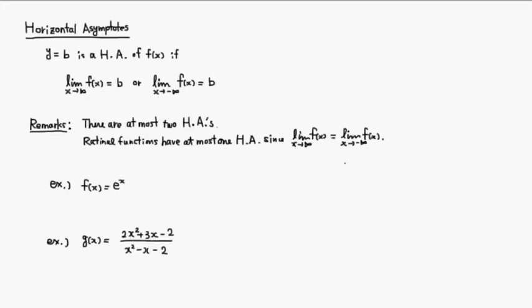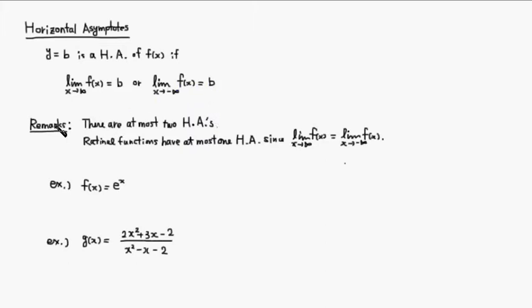Okay, let's look at the horizontal asymptotes. All right, here's the definition. y equals b is called a horizontal asymptote of f of x if the limit as x approaches infinity is equal to b, or the limit as x approaches negative infinity is equal to b.